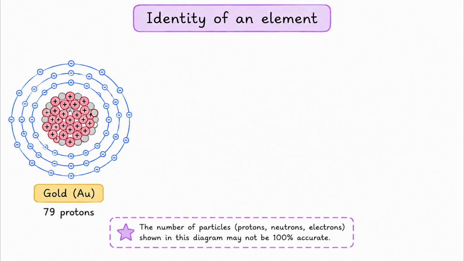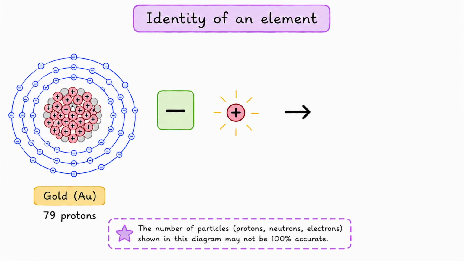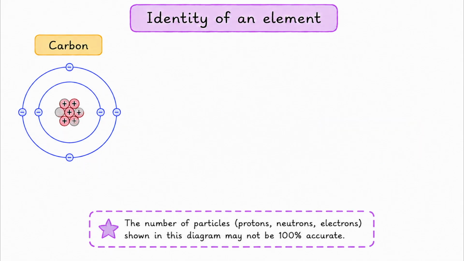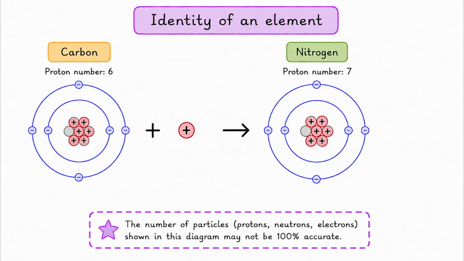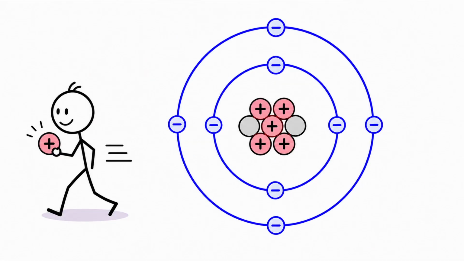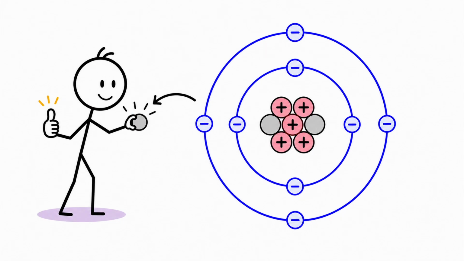If you were to remove a proton from gold, it would no longer be gold. It would become platinum, which has 78 protons. Add a proton to carbon, and it becomes nitrogen, which has 7 protons. The proton count defines everything. Now, just as we can remove protons, we can also remove or add electrons and neutrons from an atom.